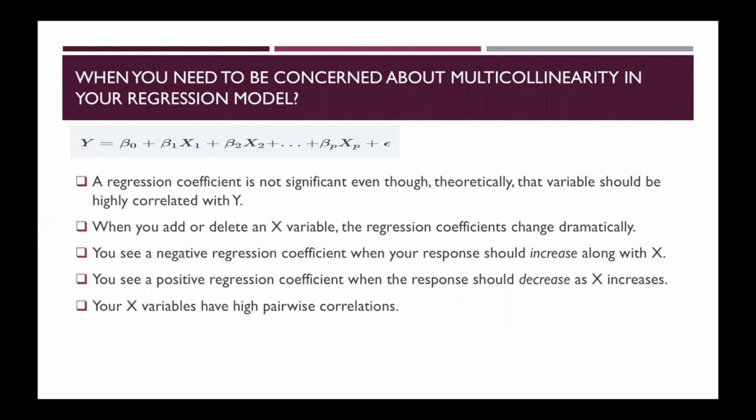But when we see the equation, we see that the coefficient corresponding to x1, that is beta 1, has a comparatively lower value. This tells us that our model needs to be improved, because if a feature is very significant, then the corresponding regression coefficient value will be more, and vice versa. So this we have to check when we are arriving at our model. Then the next thing is, when you add or delete an x variable, the regression coefficients change dramatically.